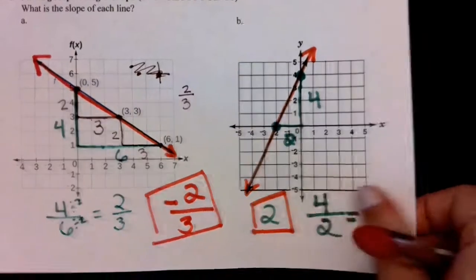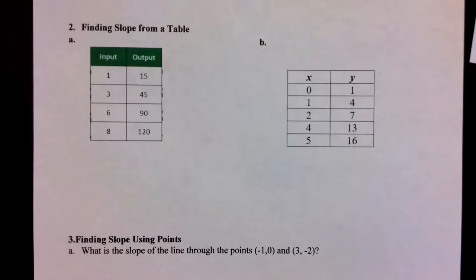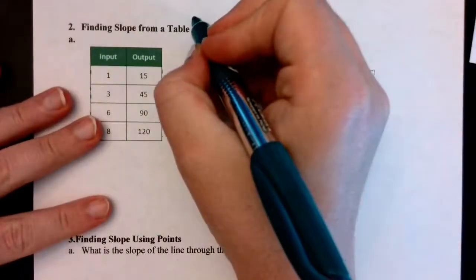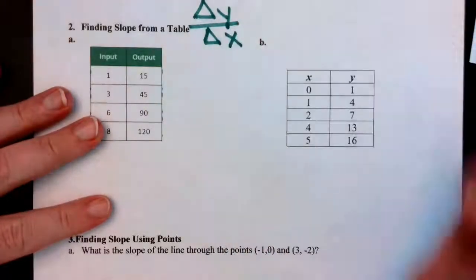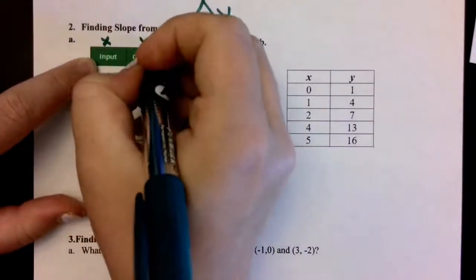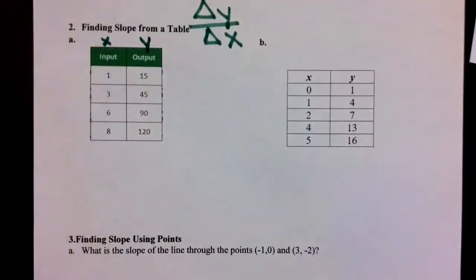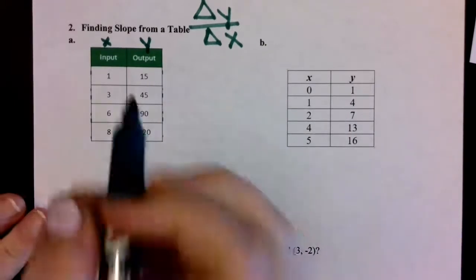Alright, so that's our first type to find slope, when it's on a graph. Now we can find slope from a table. We have to remember from the top of our last sheet, it's always your change in y over your change in x. Our input is always our x, and our output is always our y. You're more than welcome to set up and use the formula, which we would do in number 3, but there's a quick, easy way to look at this.